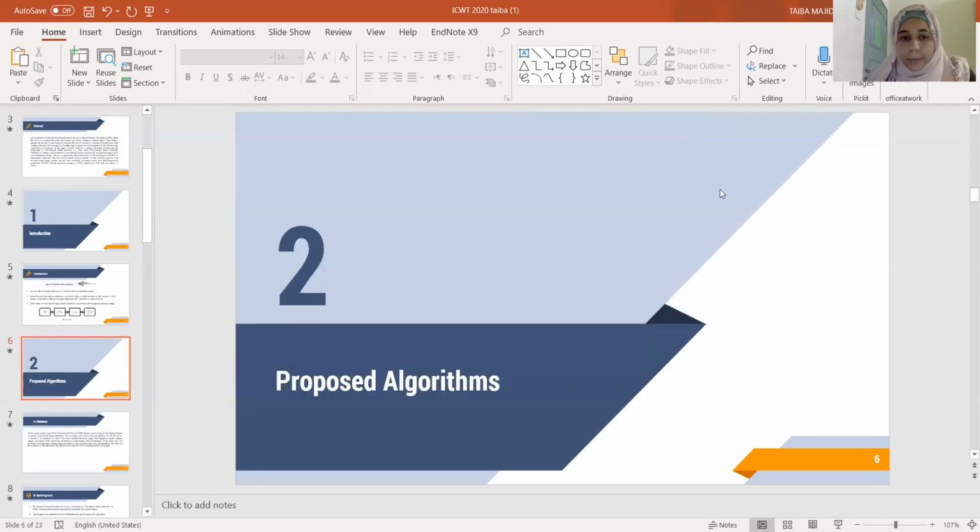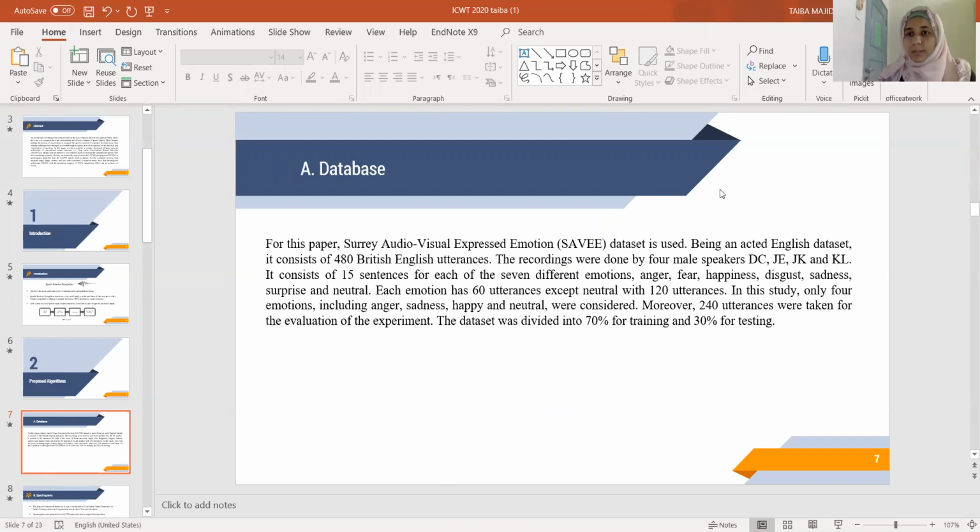So the proposed algorithm, firstly, there's the database. The database used for this experiment is the SAVEE database, which is the Surrey Audio-Visual Expressed Emotion database. Four males were used for the recording purpose. It consists of 7 different emotions: anger, fear, happiness, disgust, sadness, surprise, and neutral. Each emotion consists of 60 utterances apart from the neutral, which consists of 120 utterances. So the total number of utterances in this database is 480.